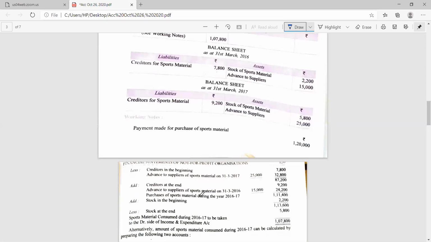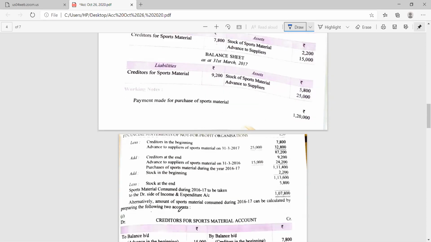The closing creditors are there, and the advance on the sports material on the opening date is to be considered here. Please mark this point: the creditors in the beginning, while the advance at the end. Here, the creditors at the end, while the advance in the beginning, and stock in the beginning will be added and stock at the end will be deducted. In this way, we will come to know what the sports material consumed during the year 2016-17 is, to be taken to the debit of the income and expenditure account.